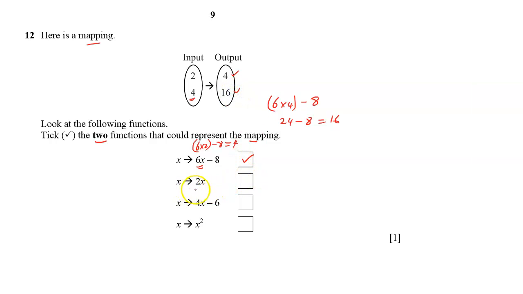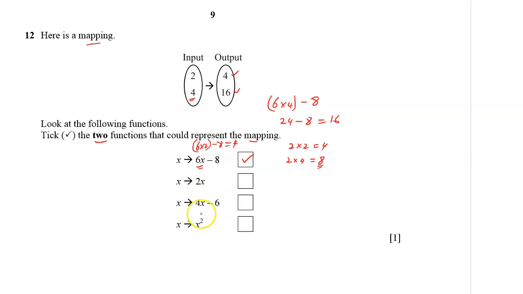That's correct. We go to the second one, second function, 2 times x. So if x is 2, do we get 4? 2 times 2 is 4. That is correct. We check also for the next one. If x is 4, do we get 16? So 2 times 4 is 8. So it's not 16. So this is not correct.